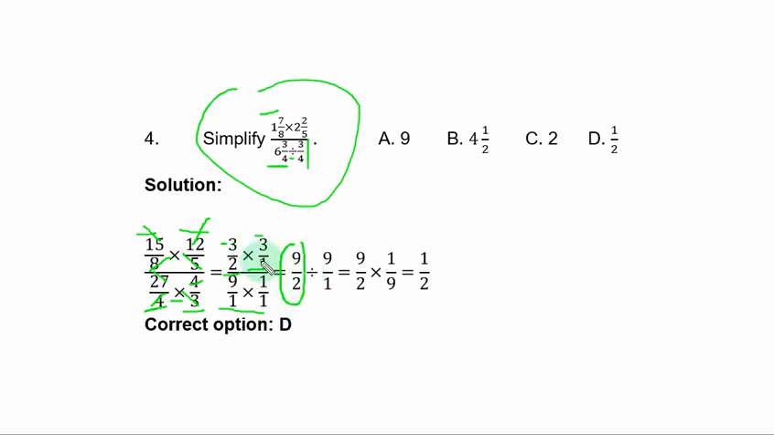Let's change division line to division sign, and the denominator is 9 over 1. You change this sign again to times, and you invert this fraction to 1 over 9. And when 9 cancels 9, you have 1 over 2. D is the correct option.